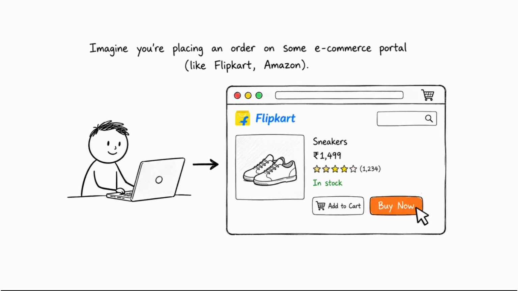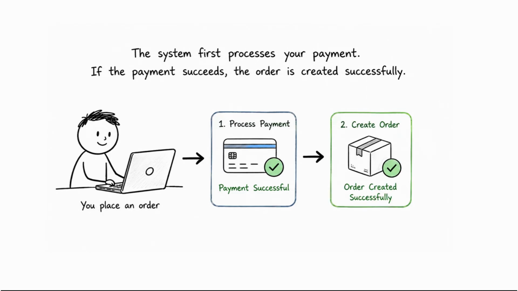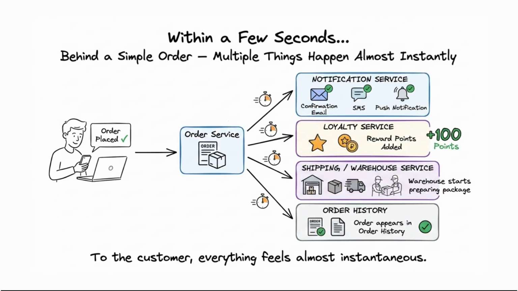Imagine you are placing an order on some e-commerce portal like Flipkart, Amazon. You click buy now. The system first processes your payment. If the payment succeeds, the order is created successfully. Within the next few seconds, you receive a confirmation email, an SMS, a push notification, reward points are added to your account. The warehouse starts preparing your package and your order appears in your order history.